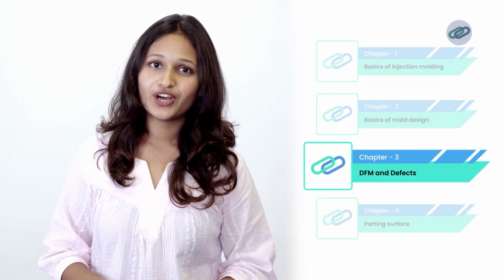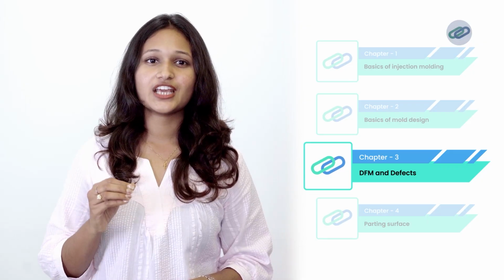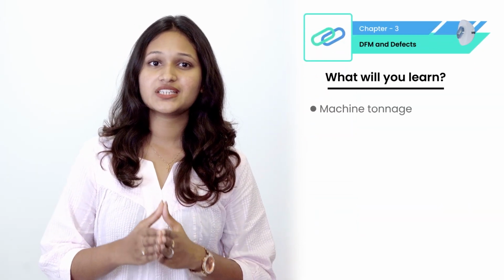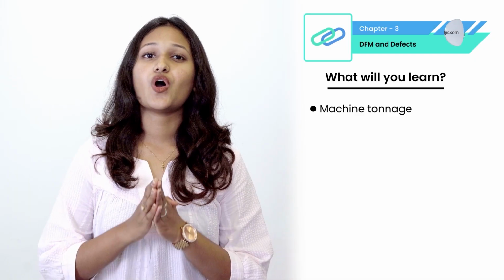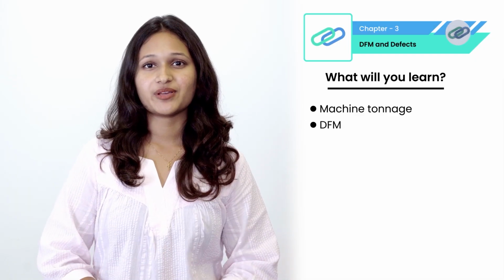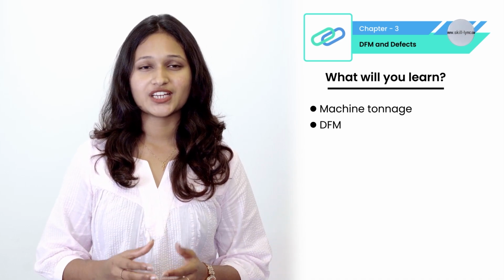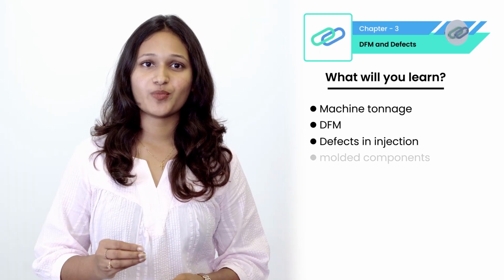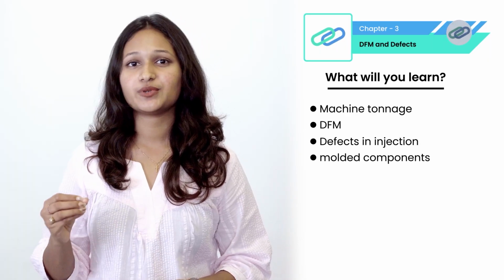In the third chapter, we will explore design for manufacturability and defects in injection molded components. This chapter will cover machine tonnage and its importance in the mold design process. You will also learn the principles of DFM, ensuring that your designs are optimized for efficient production. Furthermore, we will discuss common defects in injection molded components, their causes, and strategies to prevent them during the design and manufacturing stages.